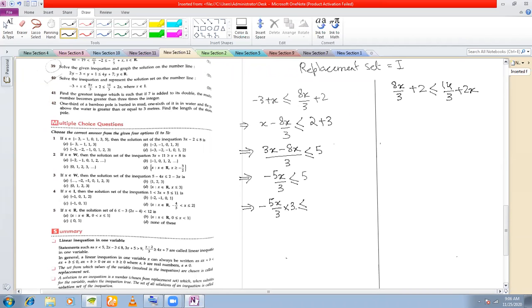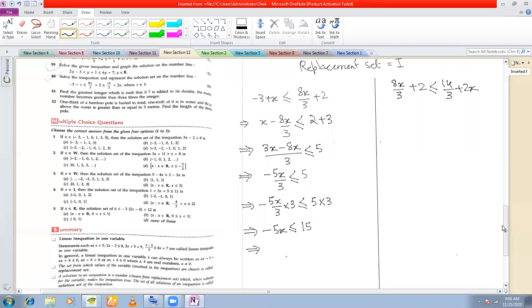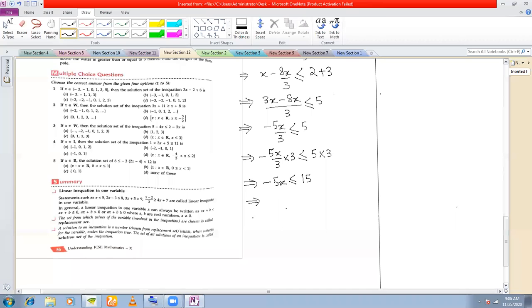The inequality sign will not change. It will not reverse because we are multiplying by a positive number on both sides. So here we are left with minus 5x less than or equal to 15. Now we need to make the coefficient of x 1, which means we need to divide by minus 5. We are dividing by a negative number. That means the inequality sign will reverse itself. That means x is greater than or equal to minus 3. This is the solution for the first one.